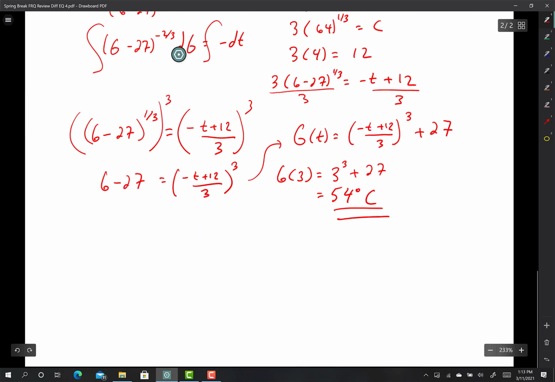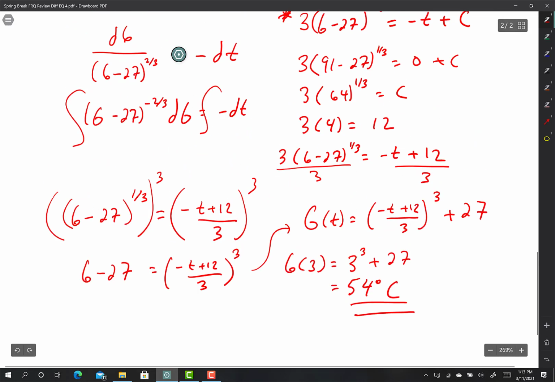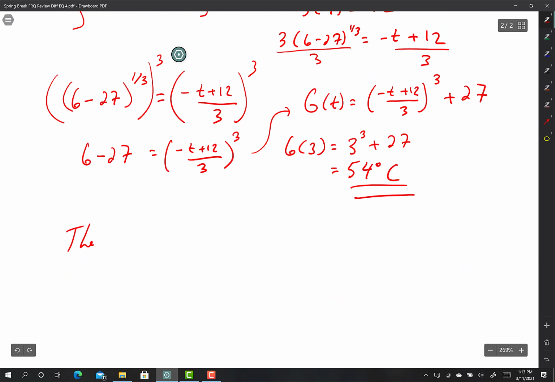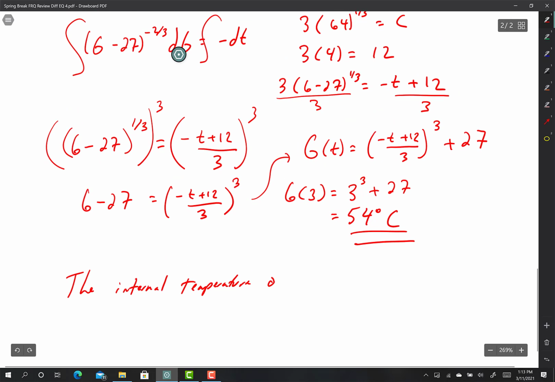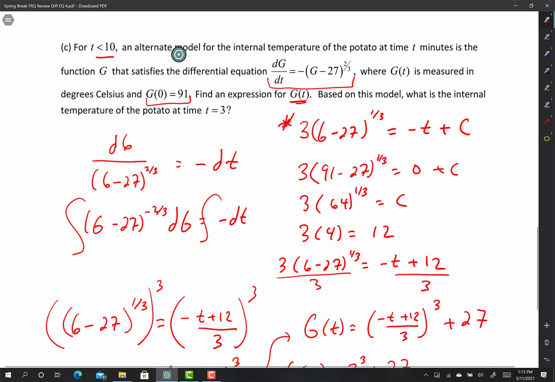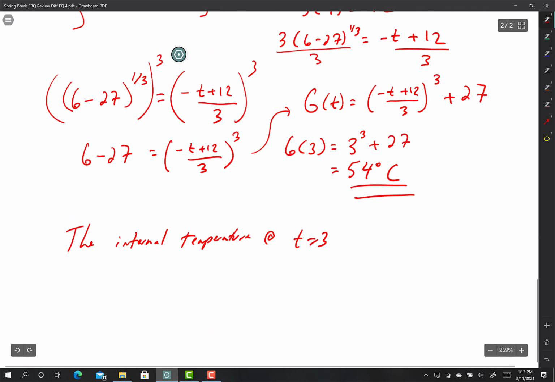Why am I not writing a statement? Well, okay, I'll write it, guys. Let me see, how am I going to write it? The internal temperature at t equals 3, is it minutes? Yeah. T equals 3 minutes is 54 degrees Celsius. All right, there it is.